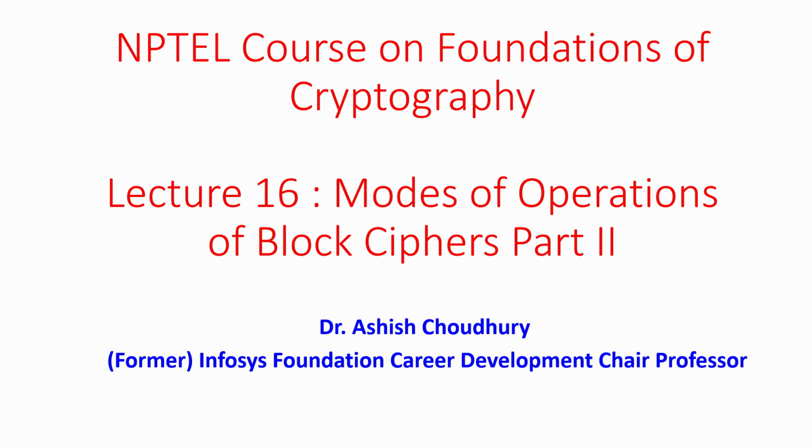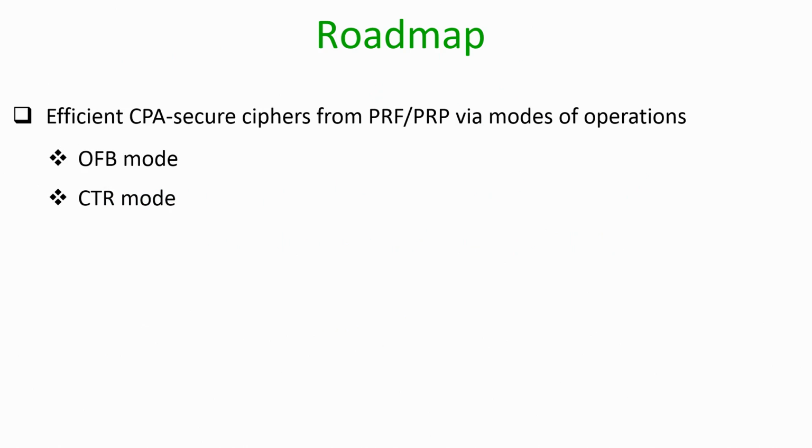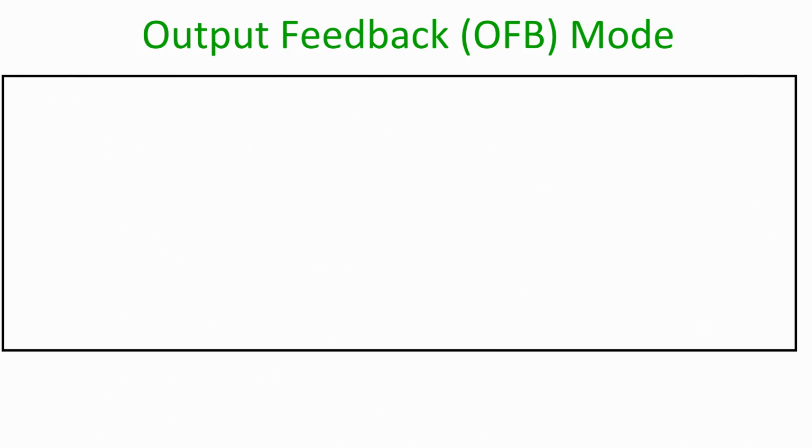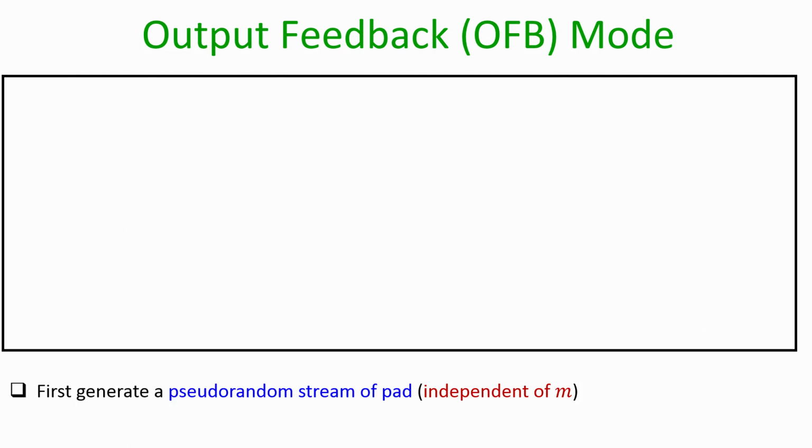In this lecture we will continue our discussion regarding the modes of operations of block ciphers. Specifically, the roadmap for this lecture is as follows. We will discuss how to design efficient CPA secure ciphers using two of the modes of operations, namely the output feedback mode and the counter mode of operation. So, let us start with the output feedback mode or OFB mode in short.